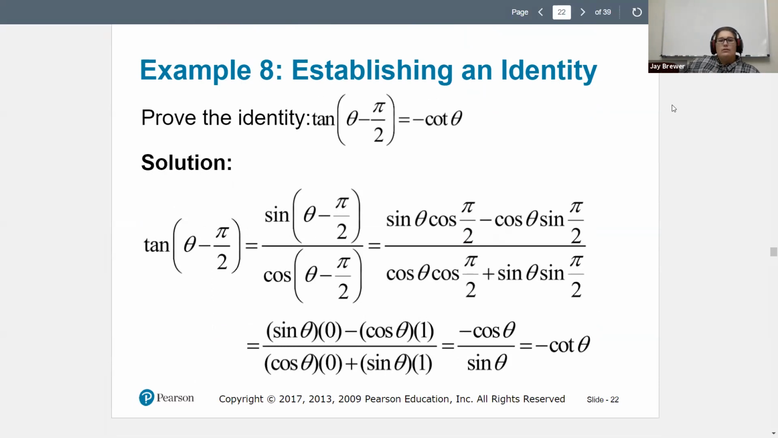Well, the next one, they want you to prove that the tangent of theta minus pi over 2 will leave you with the negative cotangent of theta. So the first step they take is they choose to, instead of working it as a difference for tangent, work it for sine and cosine. Now, if you wanted to work it through as a tangent difference, I'm sure you would still end up with the same answer. Okay? It's just a different approach.